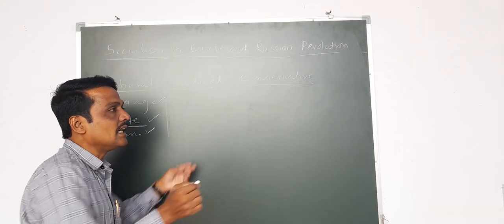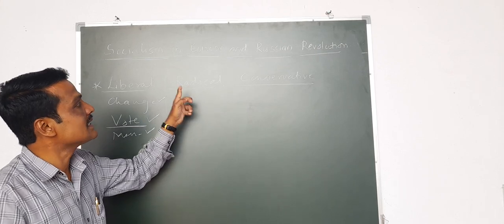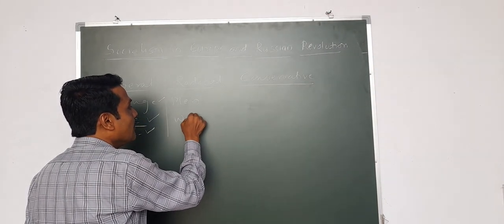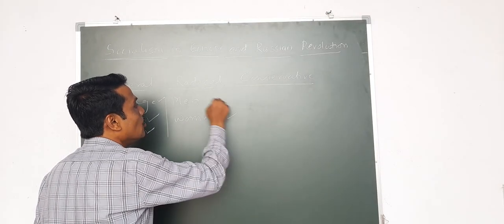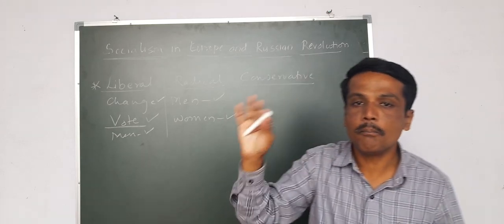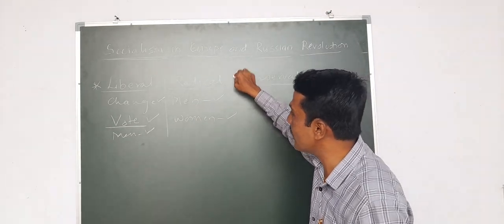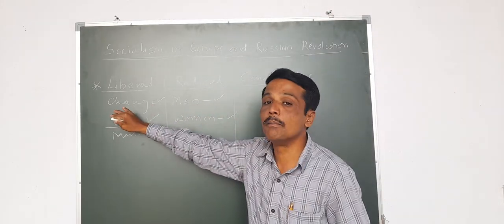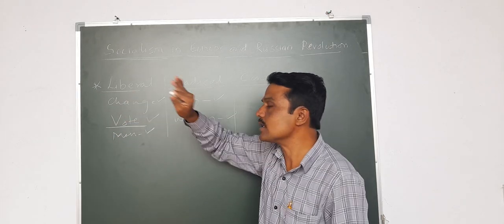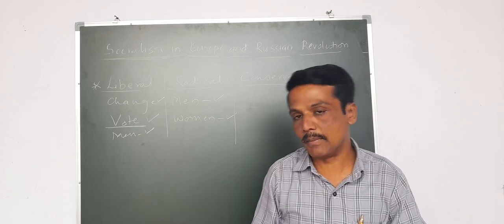But what was the difference between the liberals and the radicals? Radicals wanted that both men and women should have the right to vote in society, whereas the liberals were not in favor of women having the right to vote. This was a slight and small difference between the liberals and radicals.